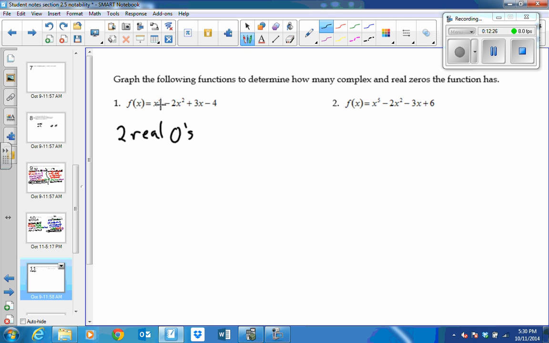And if it has 2 real zeros, we need to have a total of 4 zeros. That means it has 2 complex zeros. So those are fairly easy.